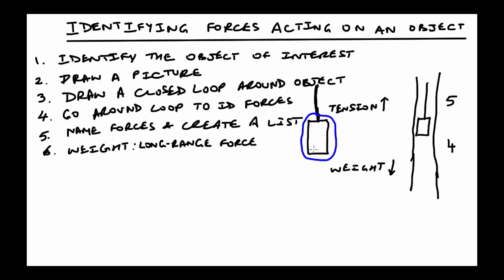So in this example, I only have 2 forces acting on my object of interest, which was the elevator car. One contact force, which was tension, and the long-range force of weight. Let's consider one more example to get this method down.